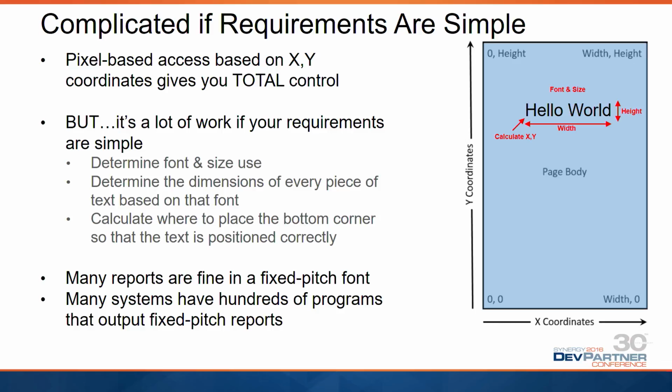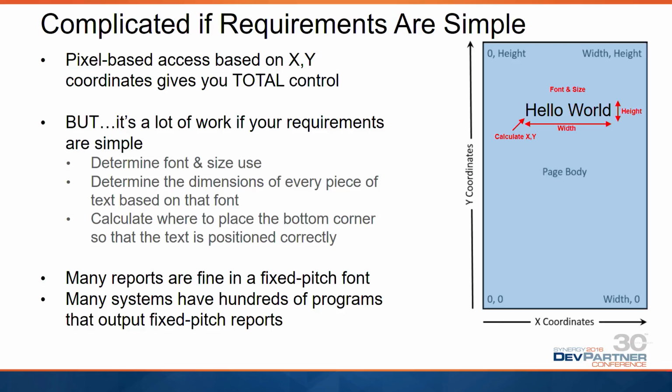The XY coordinate system, like I've already mentioned, it gets complicated if your requirements are simple. If all you want to do is a tabular report type thing, using a fixed space font, which a lot of your existing print programs do, then, like I say, you constantly wind up calculating, well, what's the XY coordinate for the bottom corner, and how wide is this text in that font, and how high is it, and therefore where does the next row go, and all that kind of stuff. So it's very flexible, it's very powerful, it lets you put anything literally exactly where you want to put it on the page.